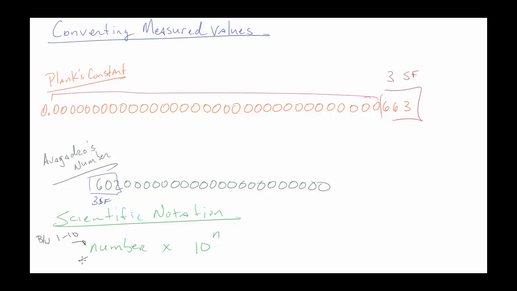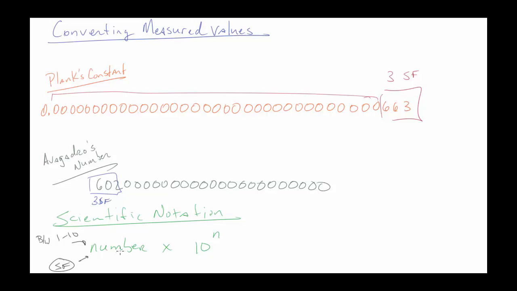And then also this is where we take care of our significant figures, right? So both of these numbers that we're looking at, Planck's constant and Avogadro's number, we notice both of them have 3 significant figures. So guess what this number would be? For each one of those numbers, it would only be 3 significant figures.